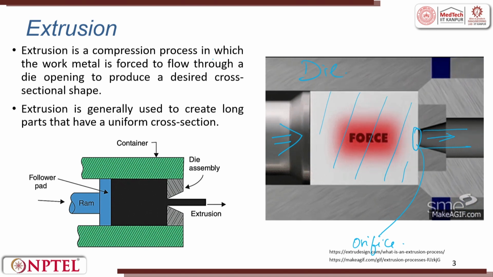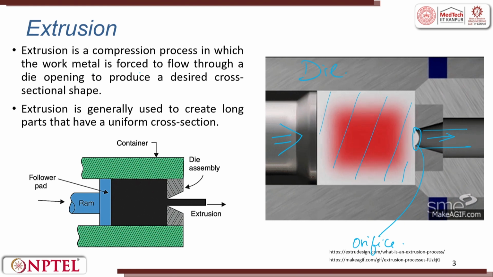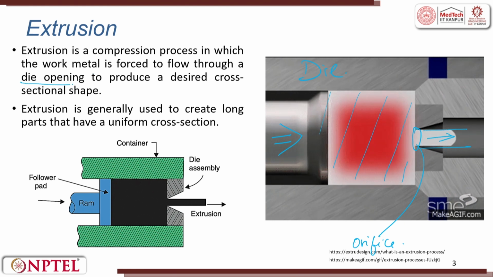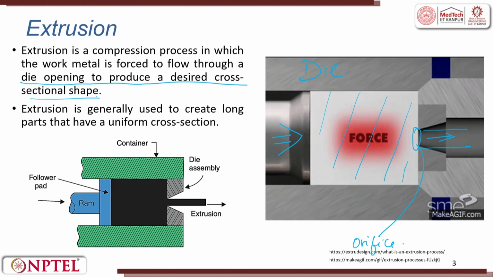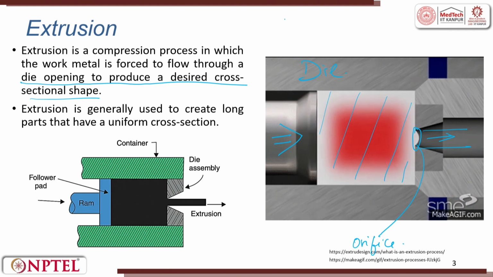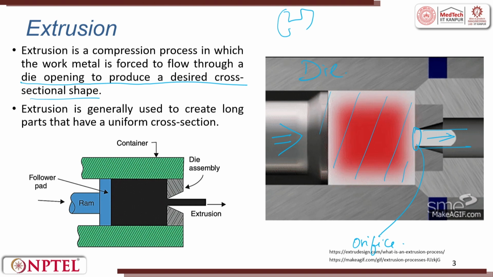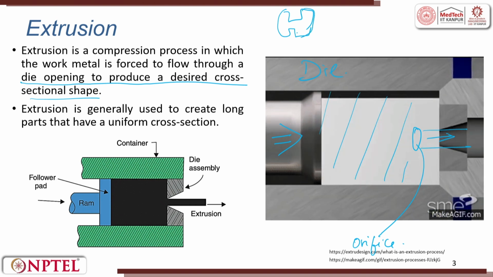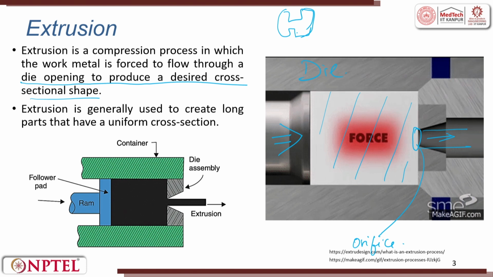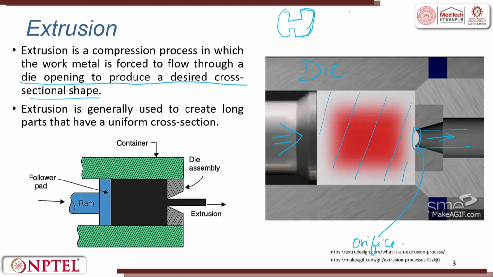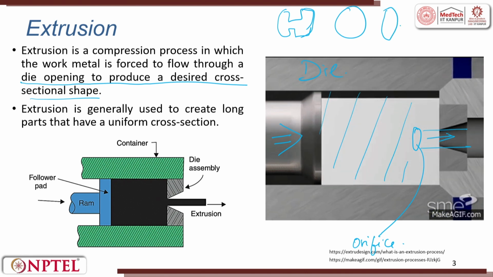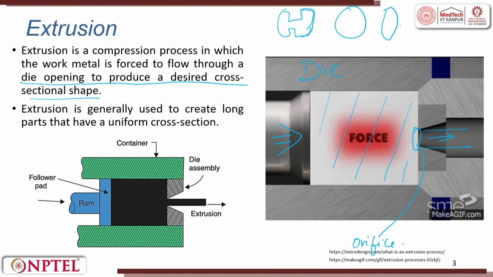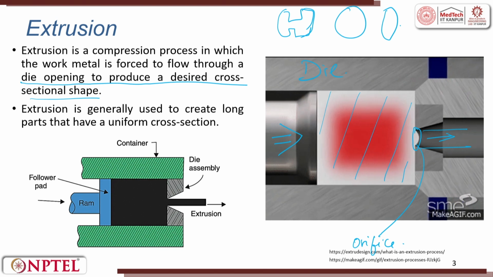Extrusion is a compression process in which the work metal is forced to flow through a die opening to produce the desired cross section shape. You can have a cylinder, or a cross section like this, or sometimes elliptical, whatever you want. Generally, people extrude and then chop off to the required length to meet the requirements.